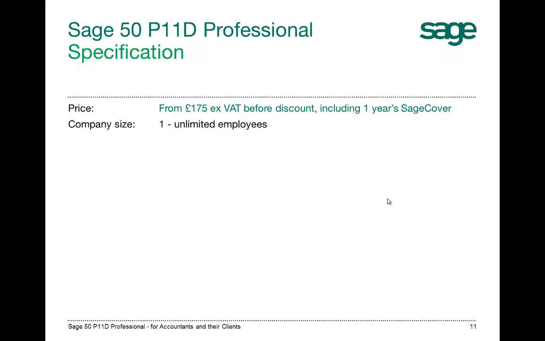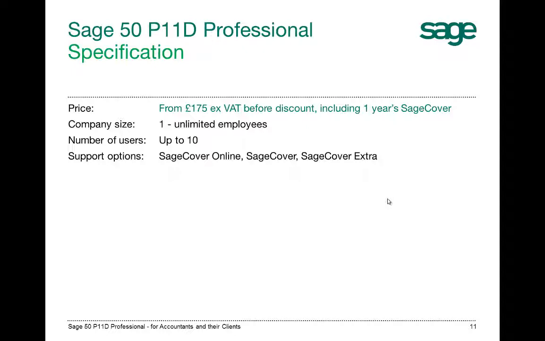Company size, it can manage anything from 1 up to unlimited, and the license itself is based on the number of employees rather than the companies. So again, it will just depend on, I think it's up to 250 is under the basic Sage 50 P11D. Anything more than that, you would need the professional variant. Users, it can manage up to 10 concurrent users depending on your license. And as I said, we've got different support options. Your Sage Cover Extra is the top level of support, which will keep you updated with any future versions of the software as well.